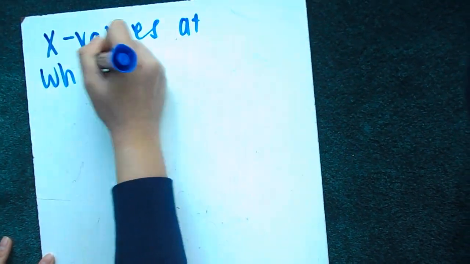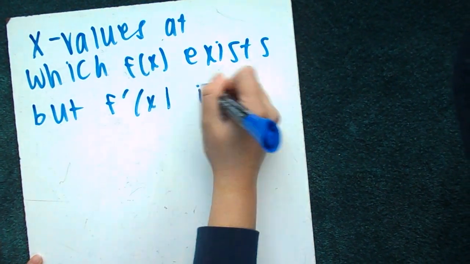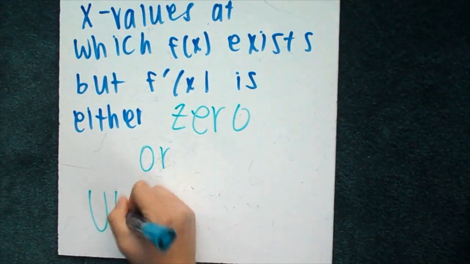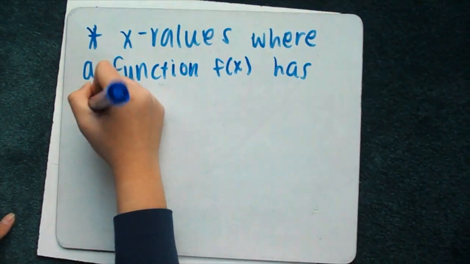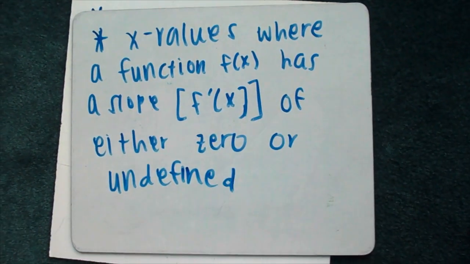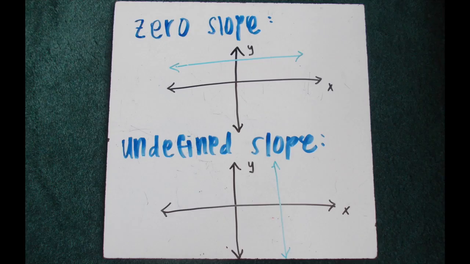Critical numbers are x values at which f of x exists, but f prime of x is either 0 or undefined. In other words, critical numbers are x values where a function f of x has a slope either 0 or undefined.